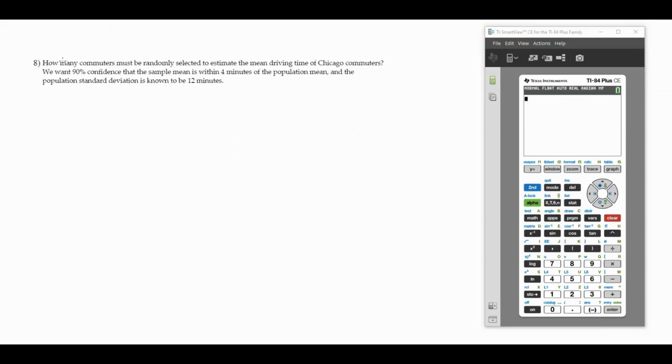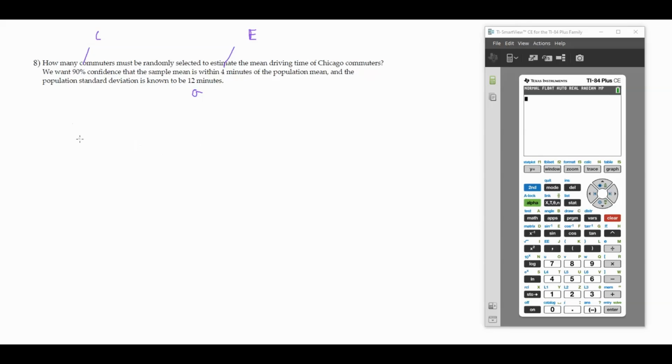Number 8 says: how many commuters must be randomly selected to estimate the mean driving time of Chicago commuters when we want a 90% confidence interval that the sample mean is within 4 minutes of the population mean, and the population standard deviation is known to be 12 minutes. So they're telling me that this is sigma. This is my confidence level C, right? And the value 4 here is our margin of error, right?